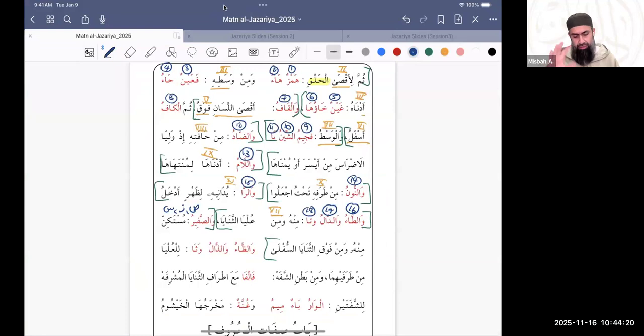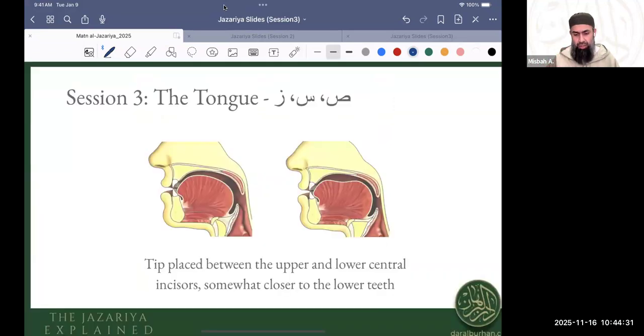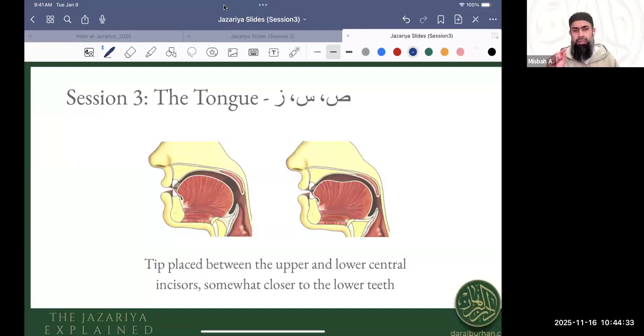Let's go back to the text for a second. Reset for safir letters. منه ومن فوق الثنايا السفلى. From it, the tip of the tongue, and above the lower central incisors. Okay? The tip is placed between the upper and lower central incisors, somewhat closer to the lower teeth. Okay? When the Imam said, min fawq al-thanaya sufla, he wanted to emphasize that it's lower.